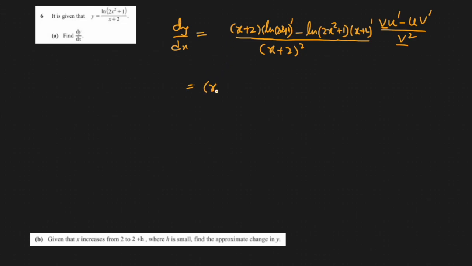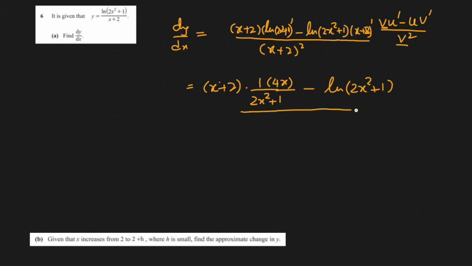So x plus 2 remains x plus 2. The derivative of the natural log of 2x square plus 1 will be 1 over 2x square plus 1. It reciprocates first, and then we multiply by the differentiation of whatever is inside the natural log, which is 4x plus 0, so just 4x. That is the chain rule. Minus, x plus 2, its differentiation will be 1, so no need to write, we'll just write natural log 2x square plus 1, divided by (x plus 2) whole square.